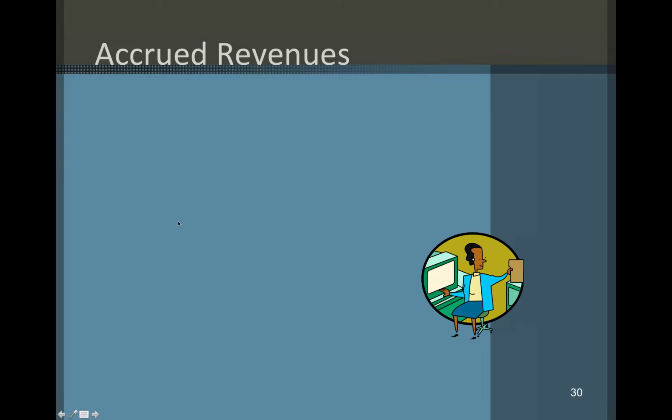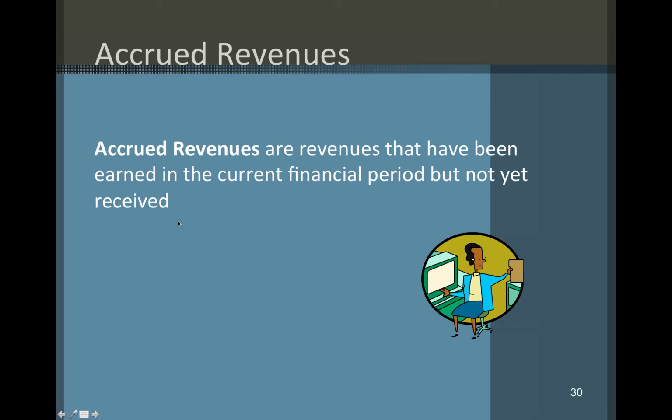And here's our final balance day adjustment, accrued revenues. Accrued revenues are those revenues that we have earned in this current financial period, but when we reviewed our accounts, we recognised that we haven't received the revenue yet. And because we haven't received that revenue that we have earned, it won't be in the revenue account, because it's only going to go into the revenue account when we receive it.